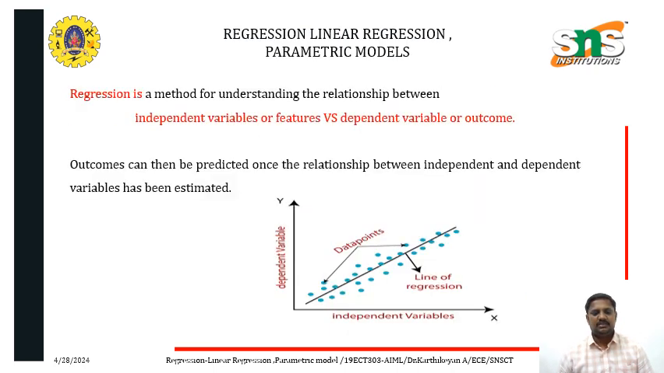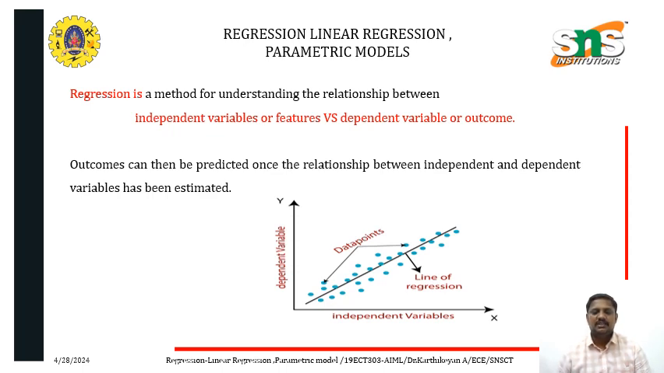Mainly, regression covers the linear and non-linear parametric models. Regression is understanding the relationship between the independent variable or feature variable and the dependent variable or outcome. That is called regression. The outcome can be predicted once the relationship between the independent and the dependent variable has been estimated. Here we have the x-axis, mainly independent, and the y-axis, mainly dependent.